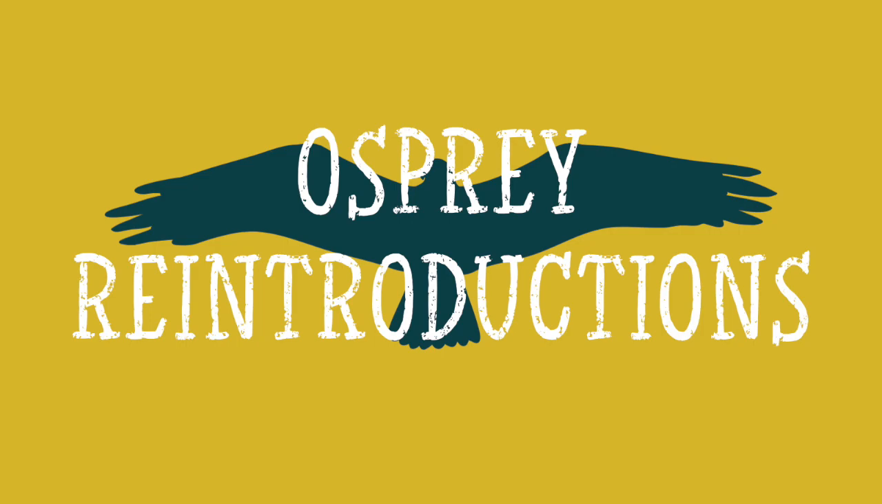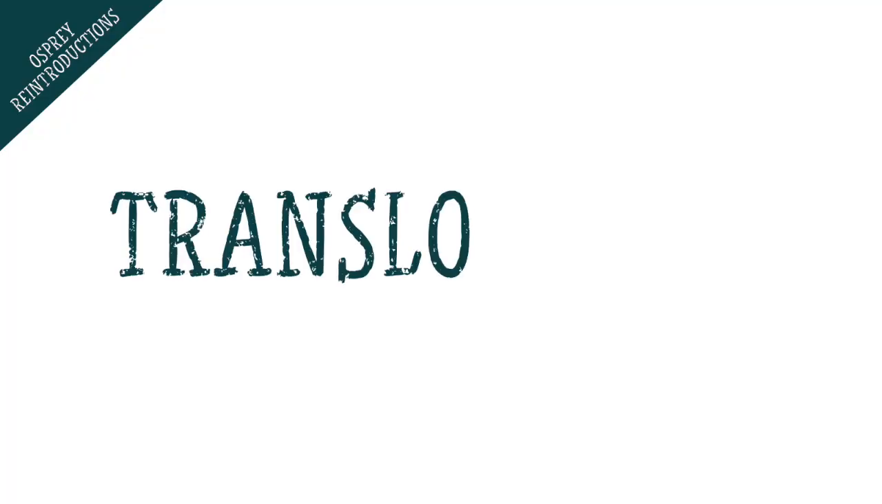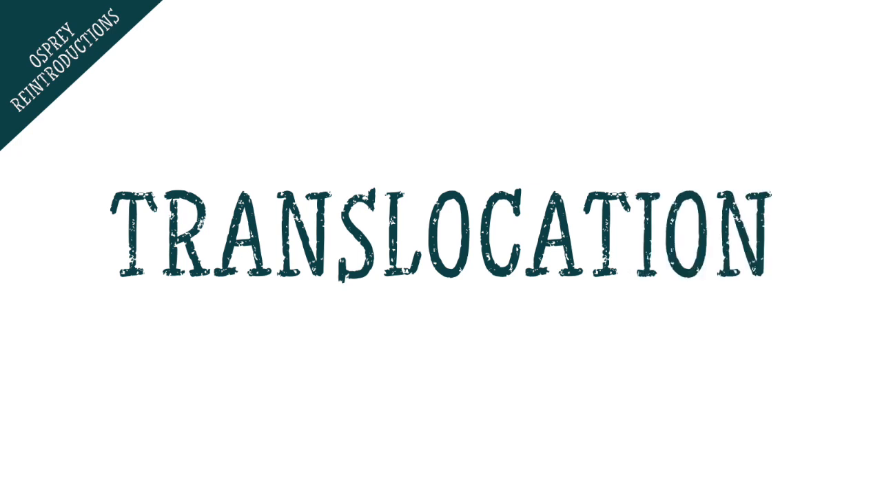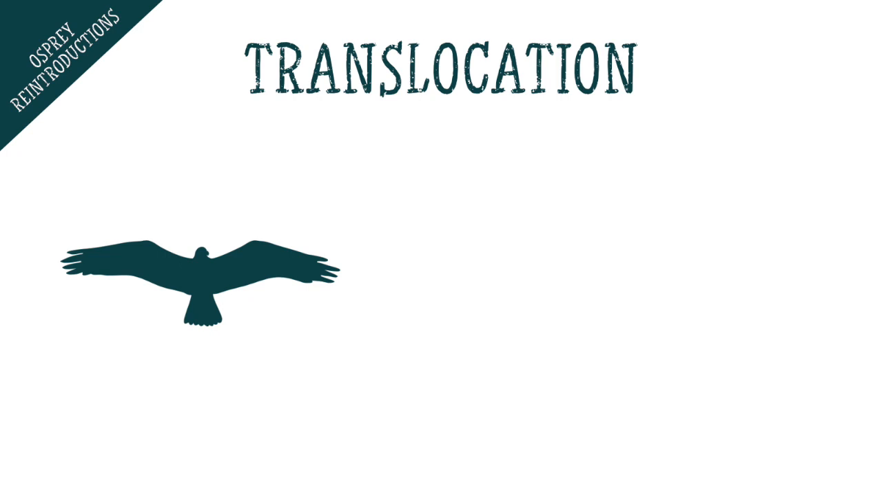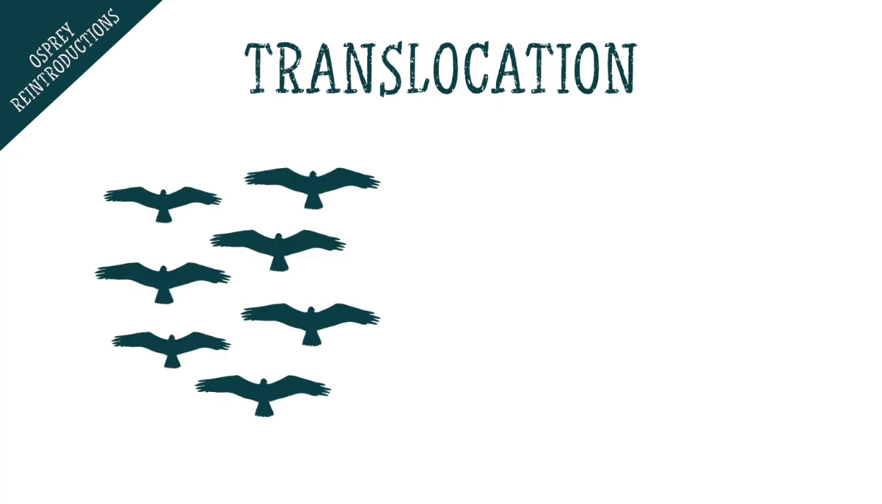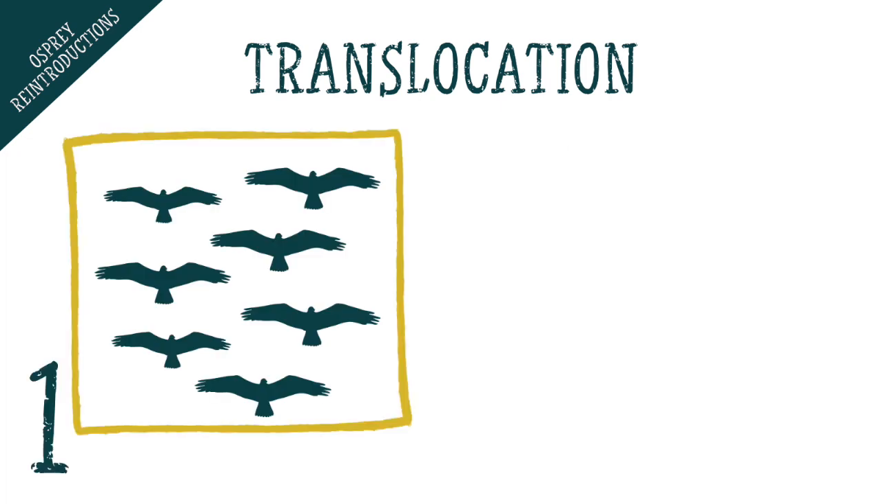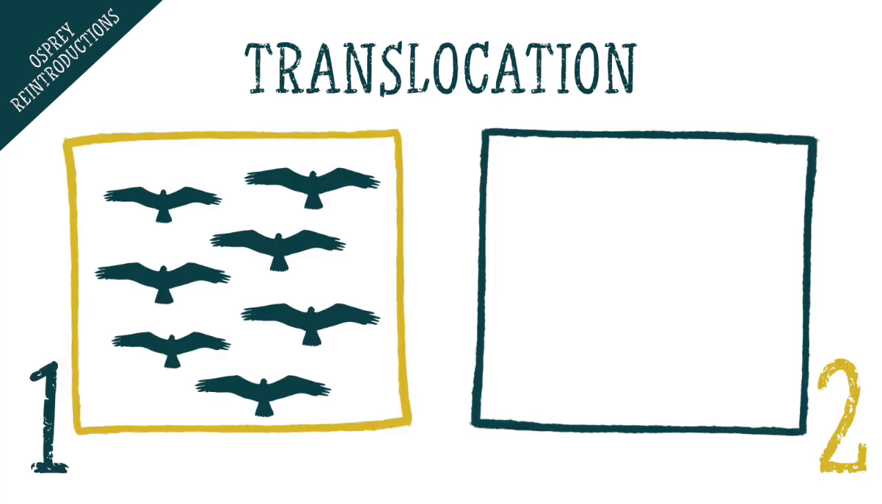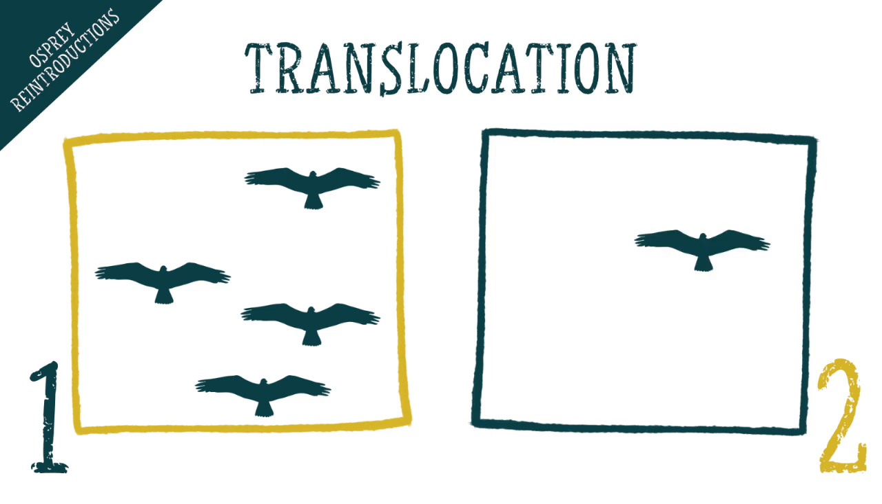Firstly, I want to teach you a big word that we are going to use to explain osprey reintroductions, and that is the word translocation. In conservation, this means moving a species from one place and releasing it in a new area. This may be carried out because there is a high number of animals in one area, but there is also a second suitable area with none of those animals. So some of them are taken from the first area and released in the second.